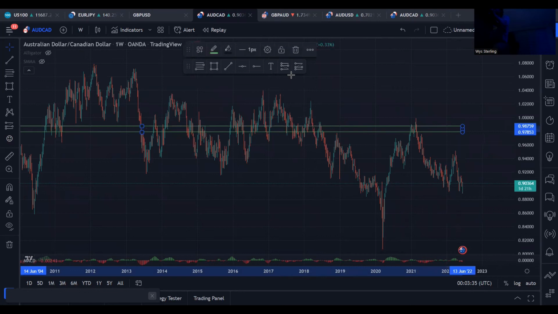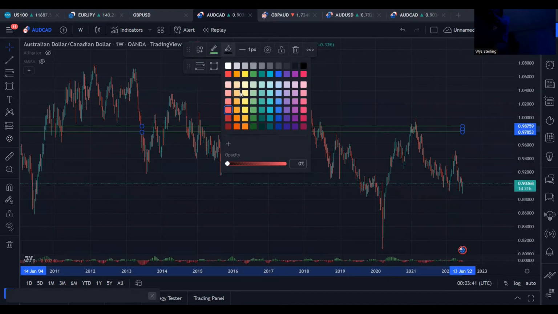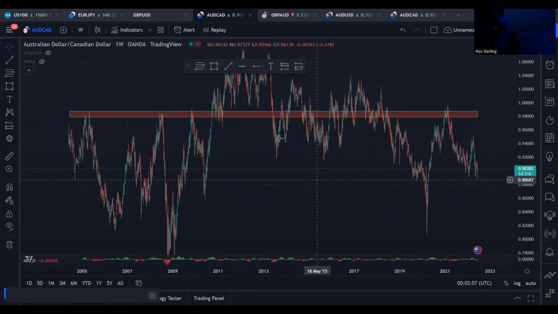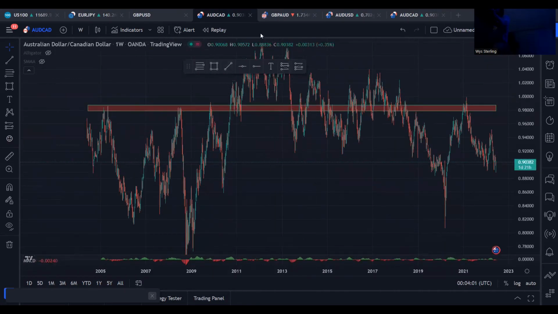Let me do this. Let's make the weekly red. Let us paint this one red, the weekly zone that we just drew. As you can see, we have more than 2 or 3 touches. Here we had one touch, another one here, another one here, showing us that this particular line is valid. And we had another one here, another one here, and another one here too.